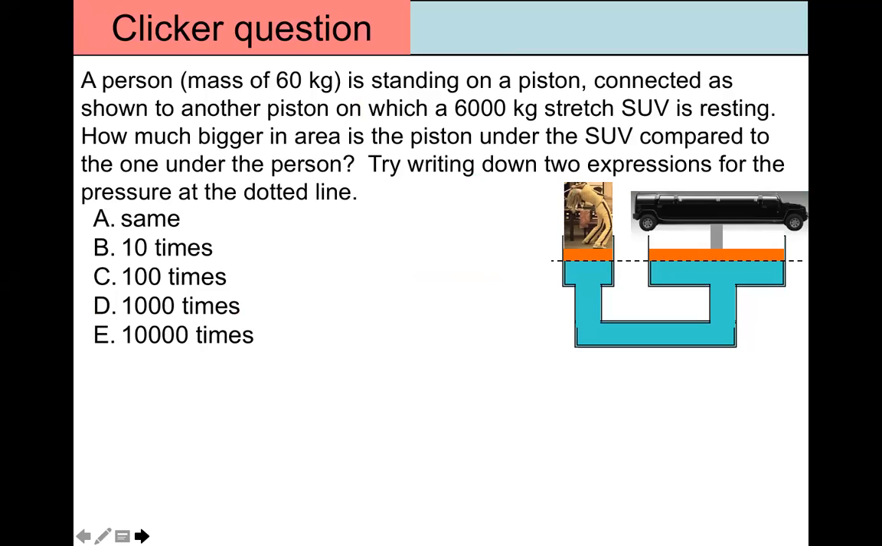Very similar to what we had before. The difference is now we are adding forces on both sides of the container. On one side, you added a person, so it's the weight of the person adding some extra force on the left-hand side. On the right-hand side, you added a car, so it's much more force added.